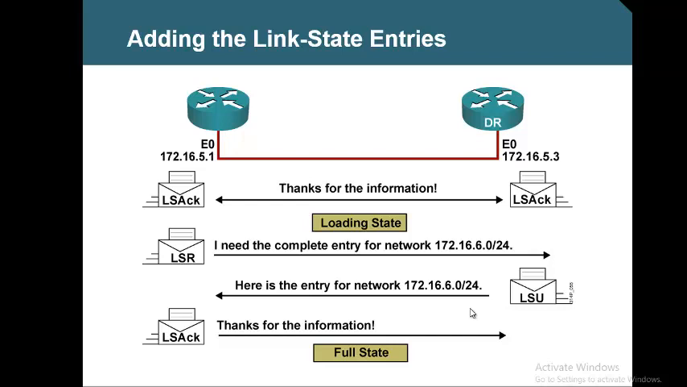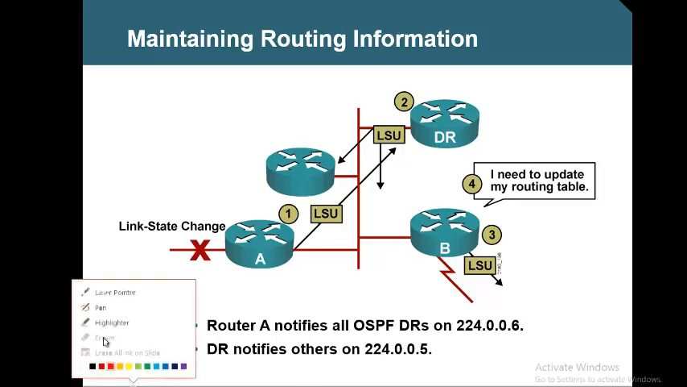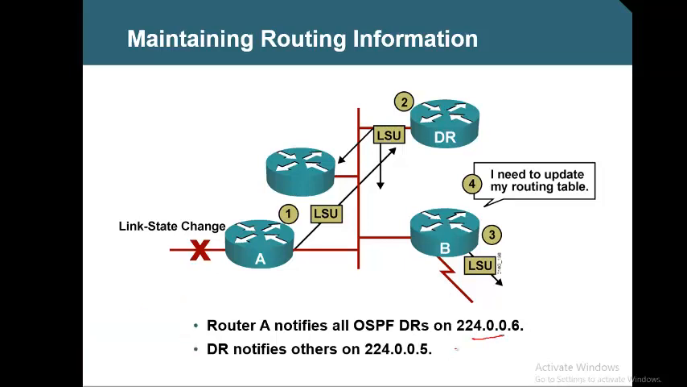The point. Today we are going to focus on the two different addresses that are used to distribute and maintain routing information between the neighbors. There are two addresses: 224.0.0.6 and 224.0.0.5. These two multicast addresses are involved in distributing and maintaining the route information on each router.